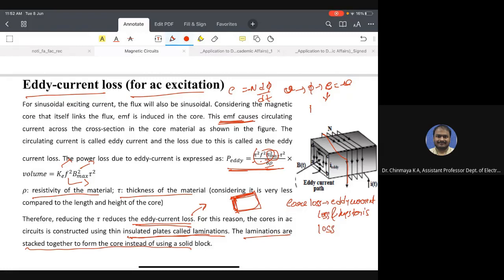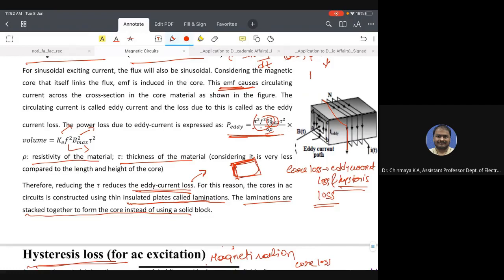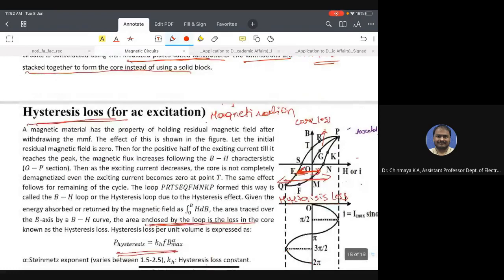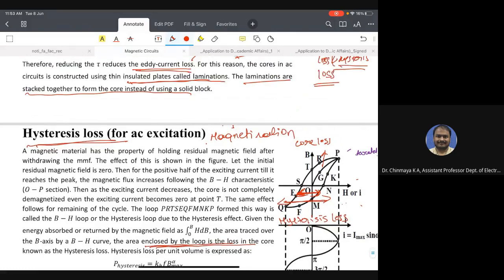Again, if you want me to repeat it, eddy current loss is reduced by using laminations and by considering materials which are electrically non-conducting in nature. Hysteresis loss is reduced by considering a material which has a thin hysteresis loop. That means it can be magnetized and demagnetized without losing much power. In this way we can reduce the hysteresis loss in a transformer.